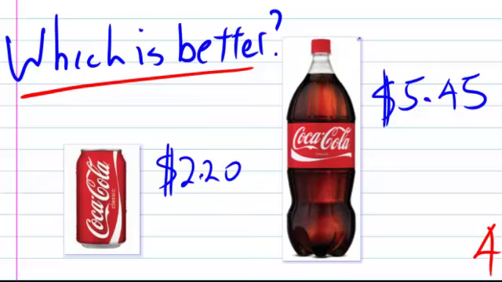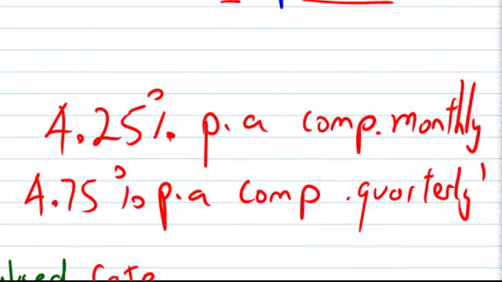Now what happens with a loan? What happens if you've got a loan and you're trying to work out what's the best one to do? Or an investment, which is probably even more important when you're trying to put money away. How can you work out the best one? So let's have a look here.